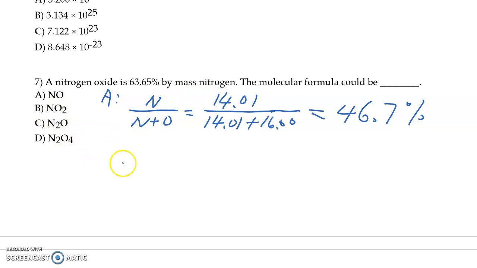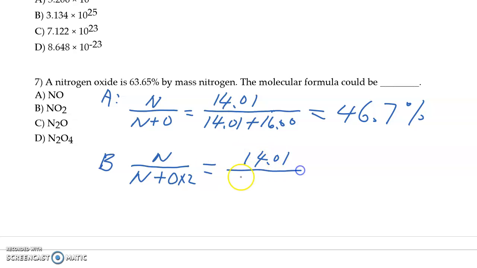Okay, so let's look at B. B is nitrogen divided by nitrogen plus oxygen. However, in this case, you have two oxygens, so oxygen times 2. So what you have is 14.01 divided by 14.01 plus 16.00 times 2. Let's try. What I get is 30.4%. So this one will be 30.4%.